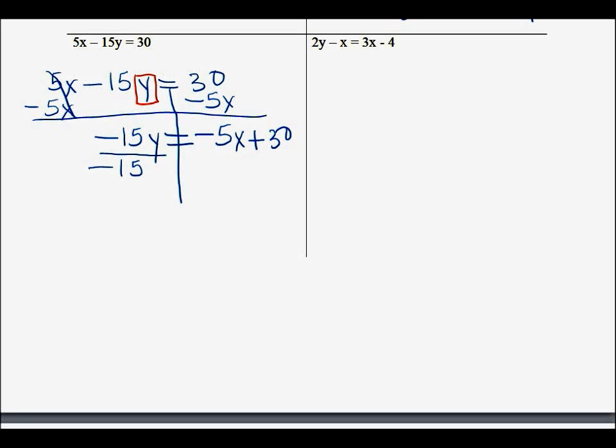Make sure that you watch your signs, because I have a lot of students who, when they are dividing, will drop the signs and it changes your answer. So make sure that you're paying attention to what you're doing. So that leaves me with y equals.